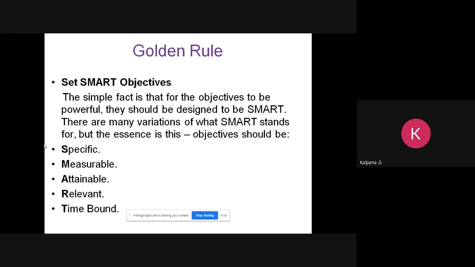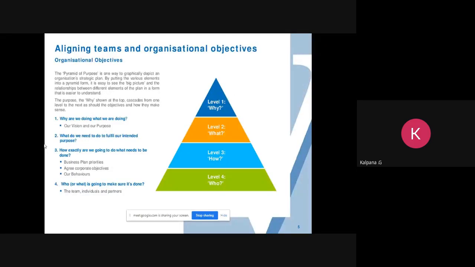It means clearly stating when all these objectives will be achieved, or, specific to a particular objective, we are going to specify when that particular objective will be achieved or attained, the time frame. So the golden rule is to set SMART objectives: objectives that are specific, measurable, achievable or attainable, relevant to the vision and mission of the organization, and time bound, which have a specific time frame. So these are all the guidelines in setting the objectives.